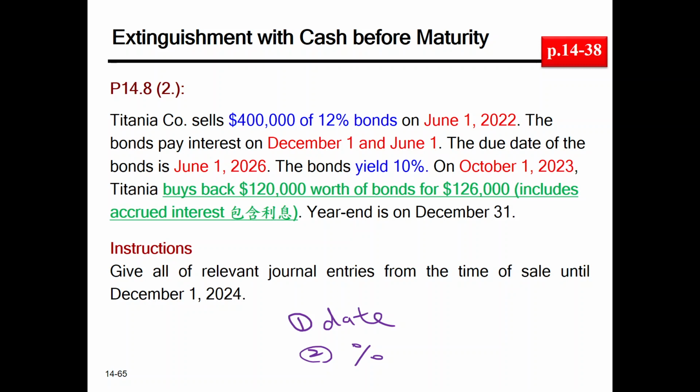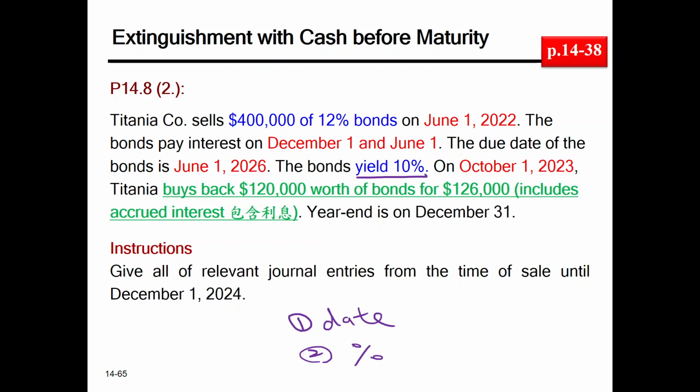So be careful each date. You pay the interest December 1st, June 1st, okay? The due date is June 1st, 2026, which means after 4 years. Yield 10%. Yield 10% means what? Market interest rate 10%, right? So this is market interest rate 10%. So far, it's a normal bond.